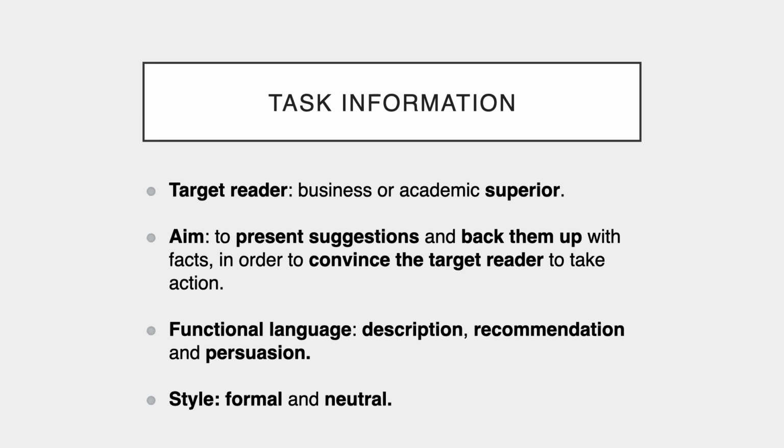Task information. The target reader is usually a business or an academic superior. The aim is to present suggestions and back them up with facts in order to convince the target reader to take action. The functional language is usually description, recommendation, and persuasion. And the style is formal and neutral.